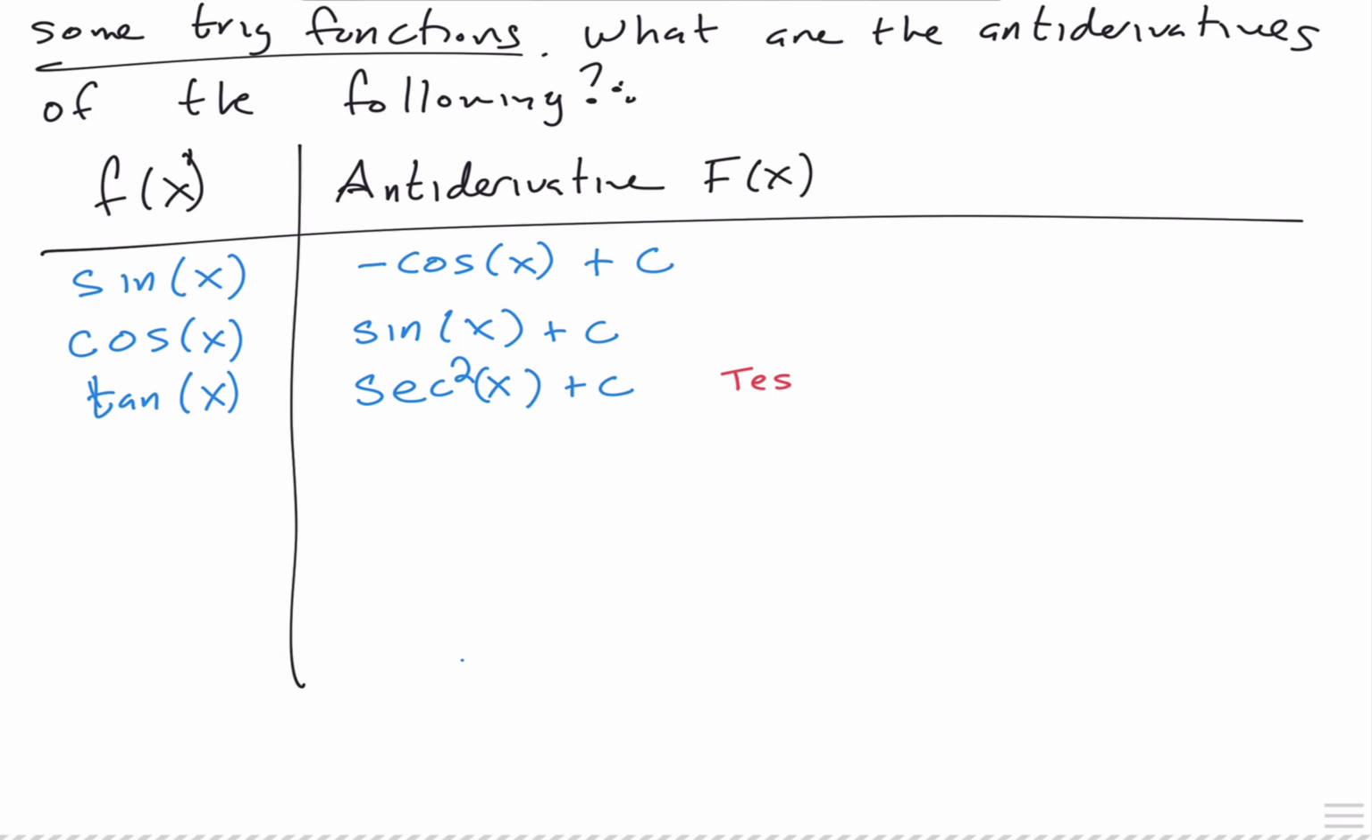Because if you test, what's the derivative of secant squared x? 2 secant x times secant x tan x. How close is that to tan x? Not even in the same ballpark. Not even close. Okay, so that didn't work.